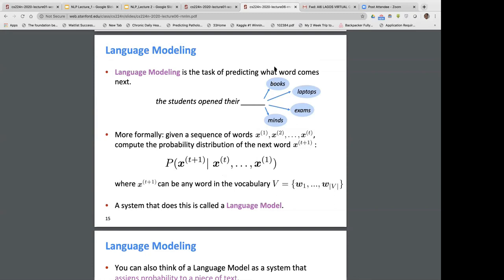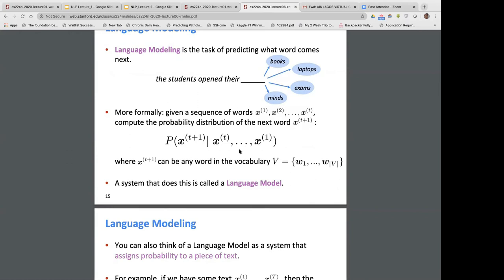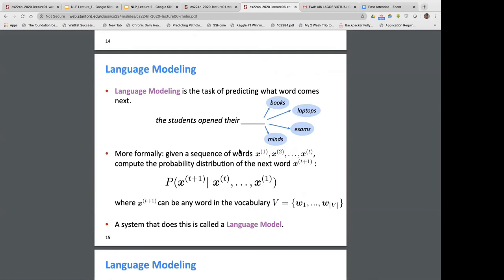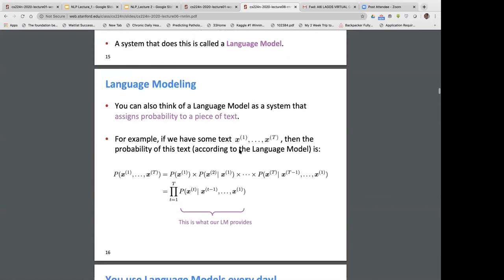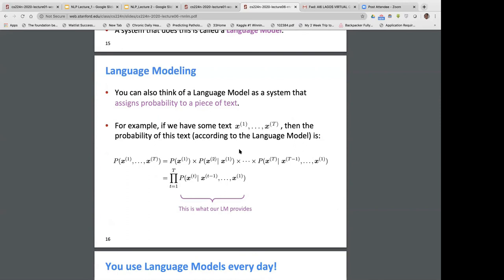So language modeling is such that given a sequence of words, X1, X2, up to whatever X you have, you want to compute the probability distribution of the next word, XT plus one. These are the previous words, X1, X2, X3, where XT plus one can be any word in your vocabulary. You understand what vocabulary is, I explained that before. A system that does this is called a language model. You can also think of a language model as a system that assigns probability to a piece of text.